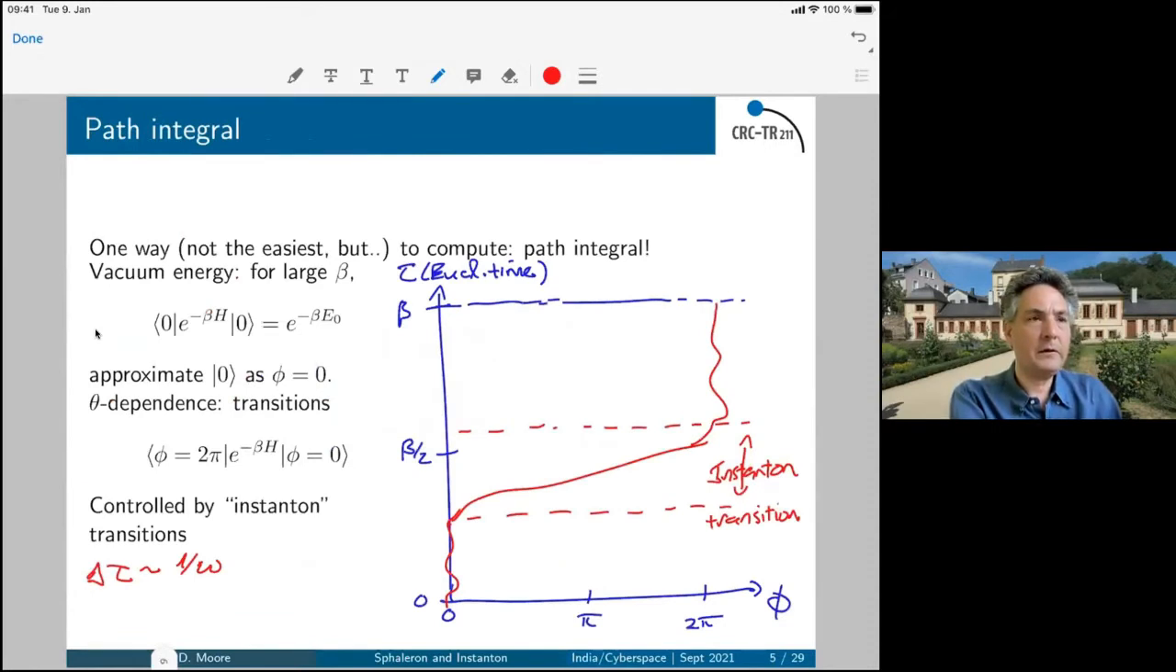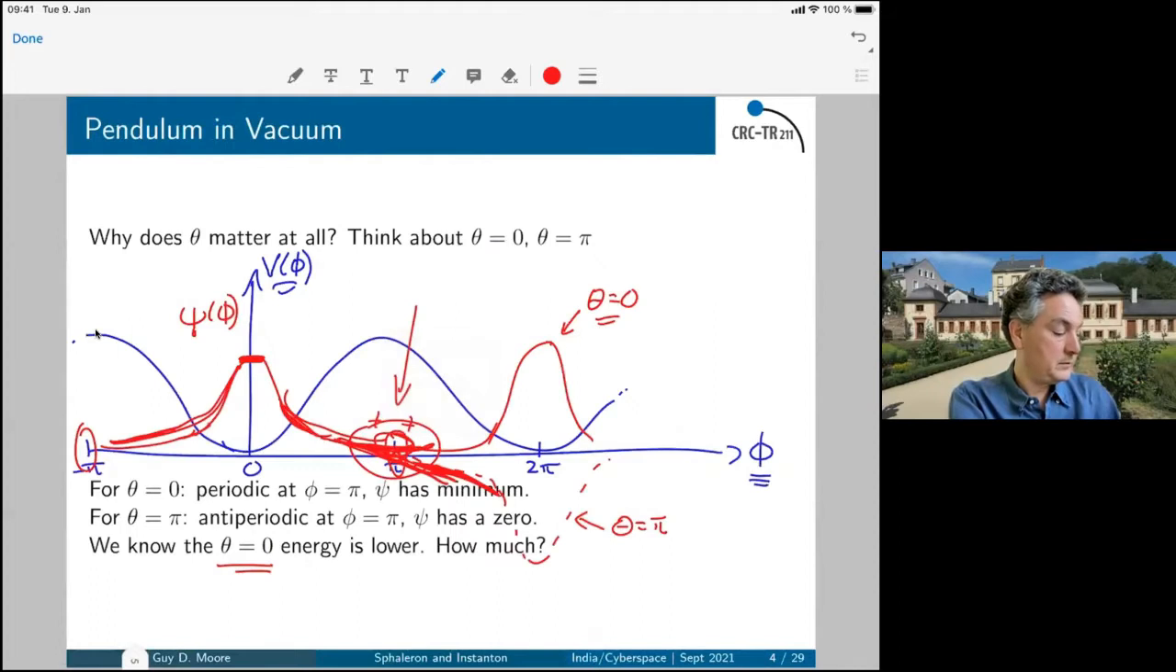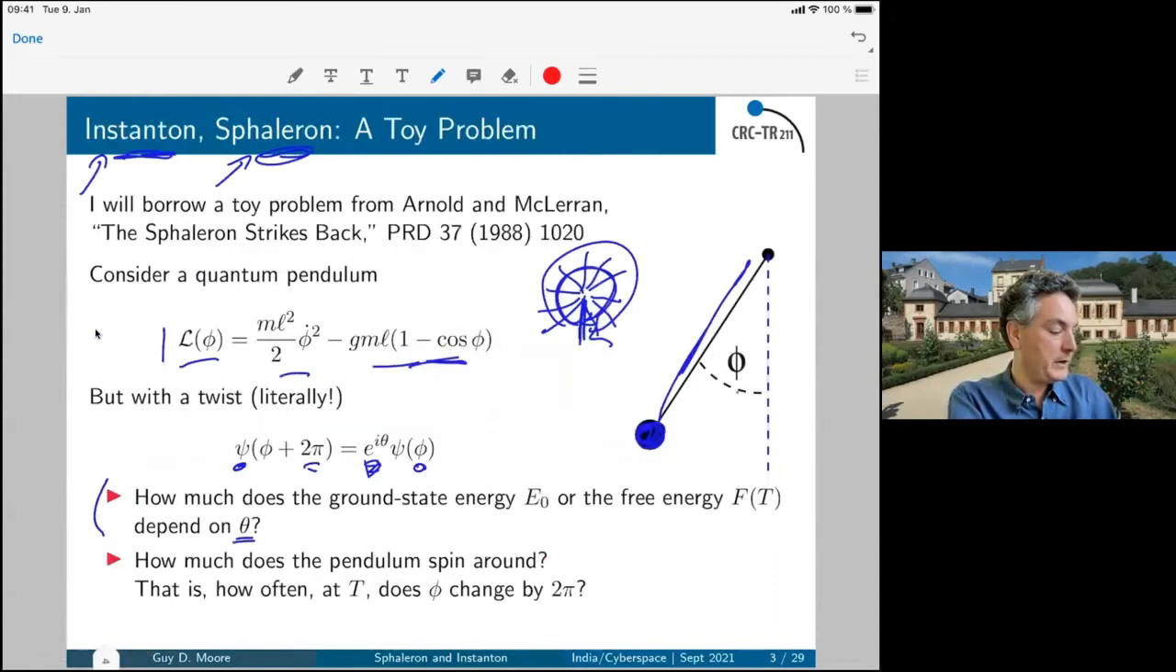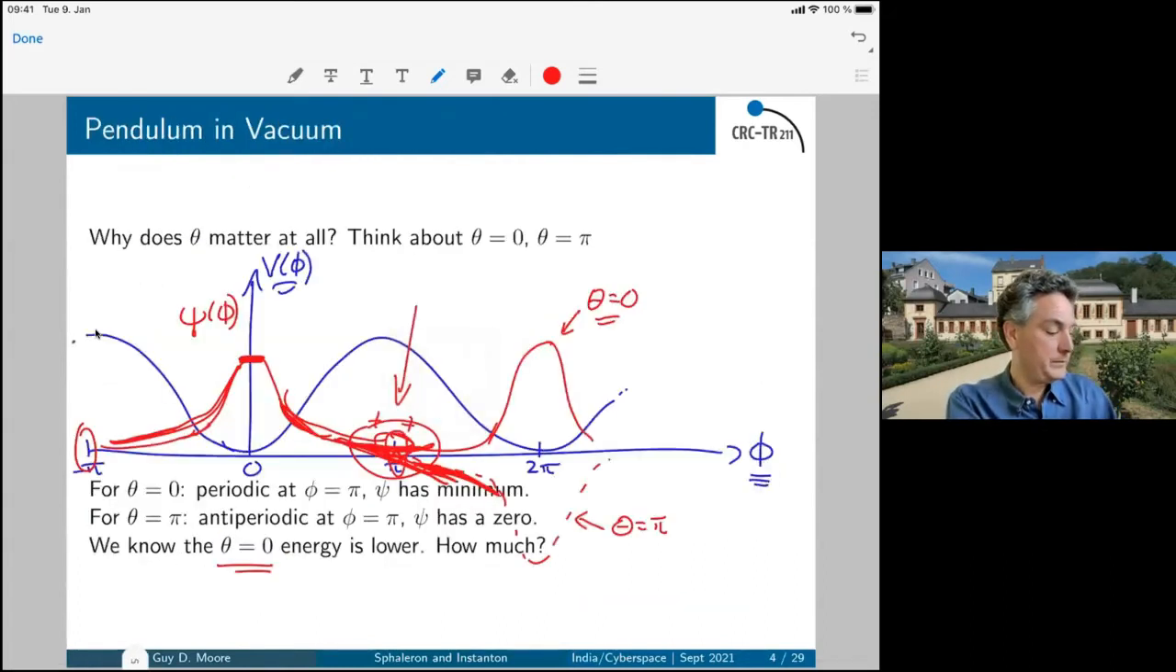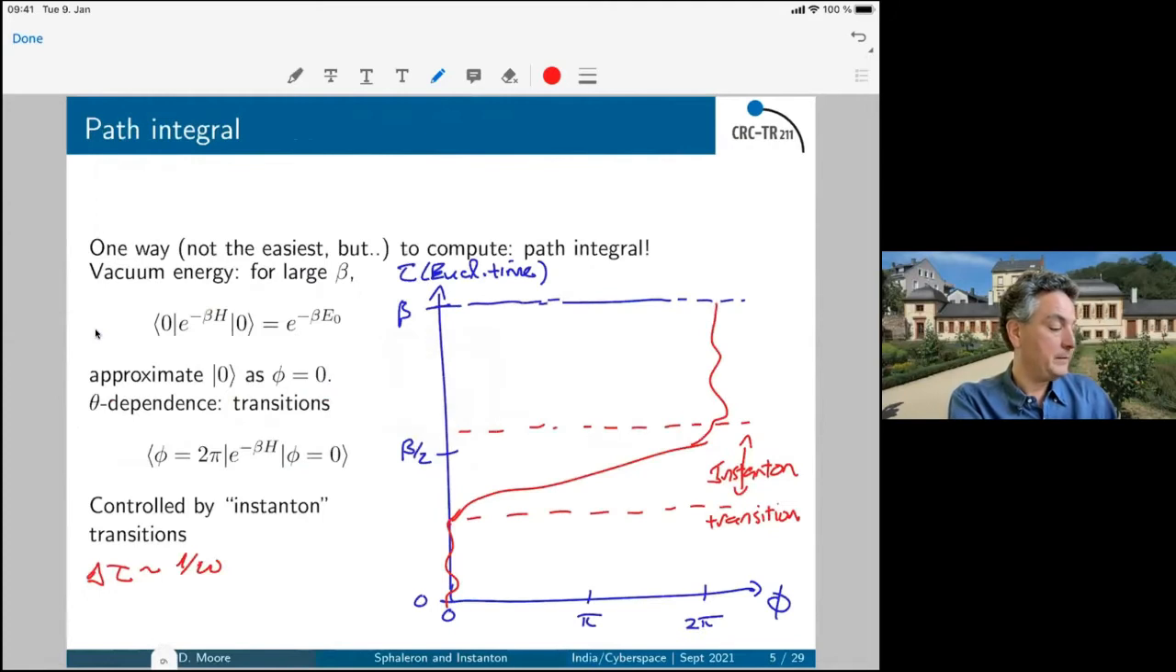I had a question. So here you mean you're solving the Schrodinger equation in this periodic potential. That's what your psi is, right? Yes, I'm solving the Schrodinger equation in a periodic potential with a twist on the boundary condition.